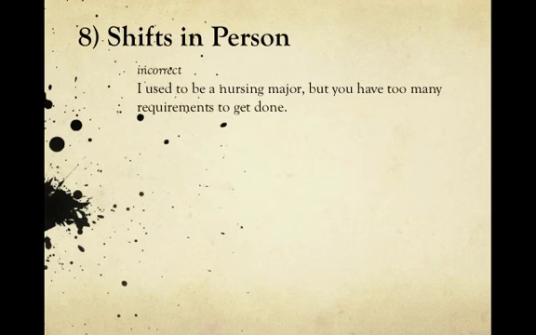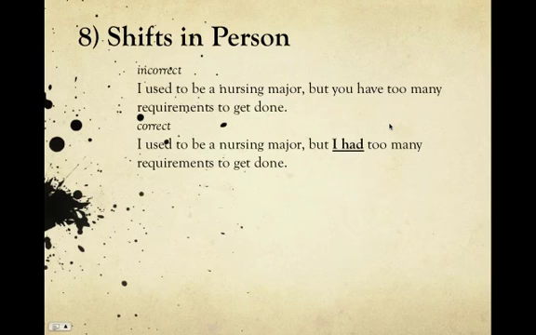I used to be a nursing major, but you have too many requirements to get done. I can hear a student saying this. The problem is the sentence starts with I, first person, and then switches to you, second person. I need to be consistent and parallel throughout my entire sentence. I used to be a nursing major, but I had too many requirements to get done.